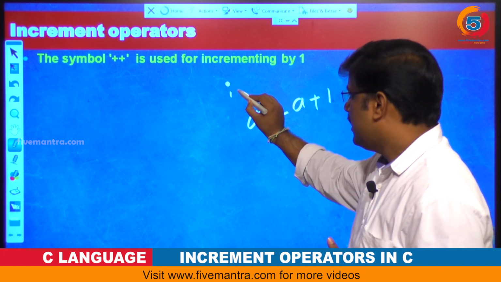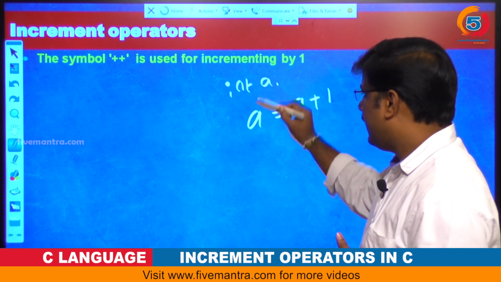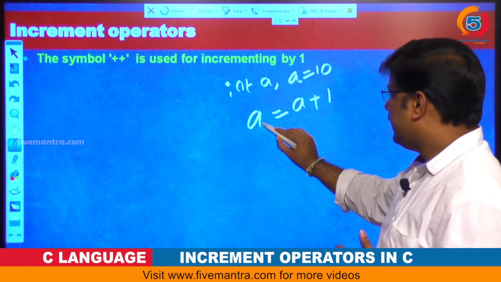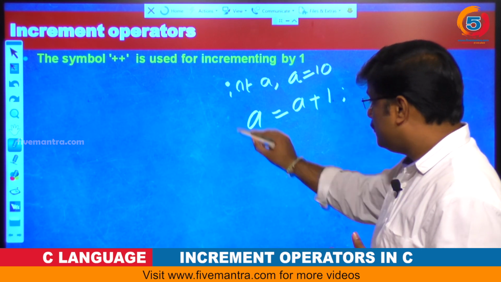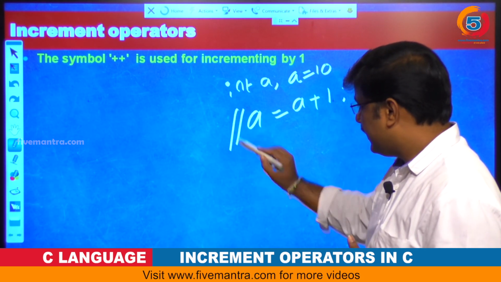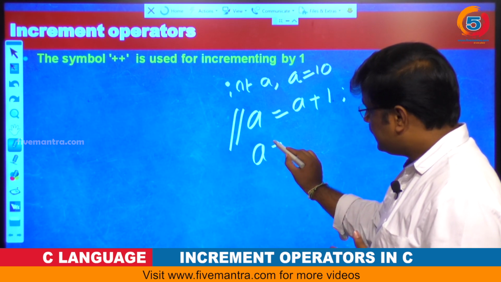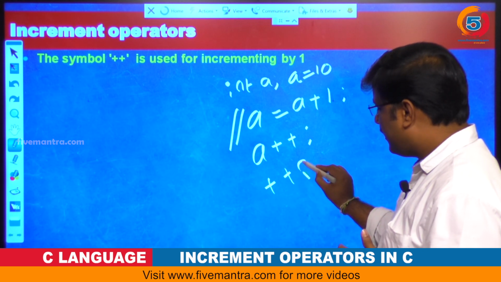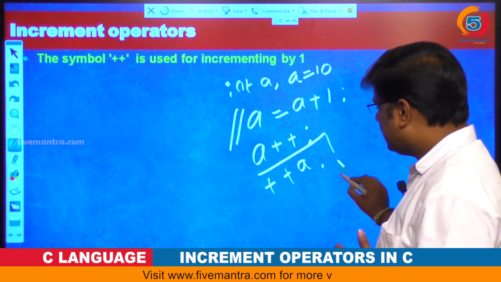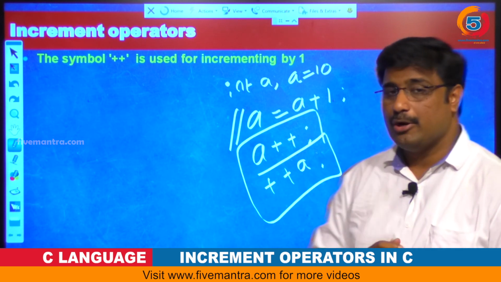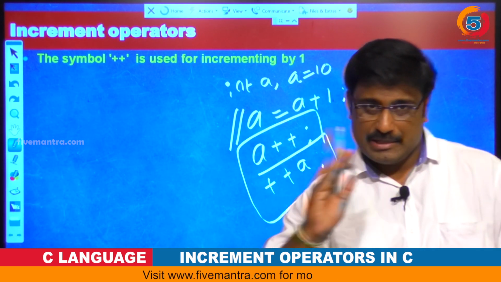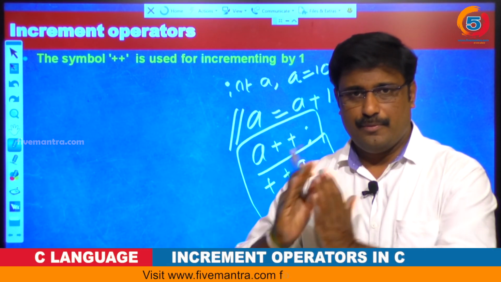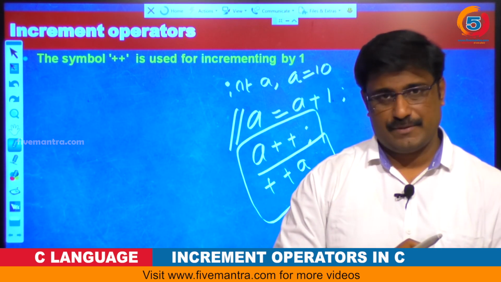This is my integer: a equal to something, say 10, then a equal to a plus 1 I have to do. Instead of doing this, what I'll do is a plus plus, or you can go with plus plus a also. These two are what we call the increment operator. Here plus plus is the increment operator. You can use it as a prefix or as a postfix.